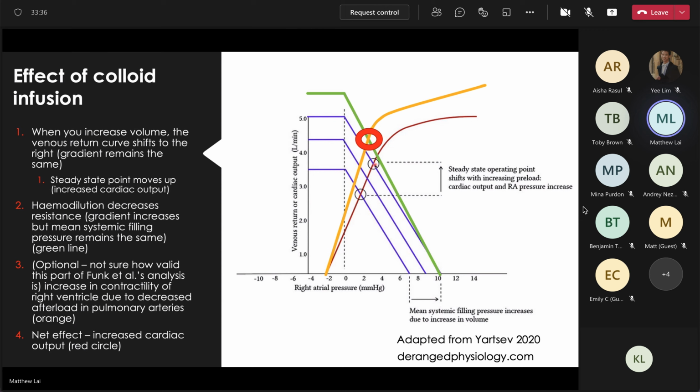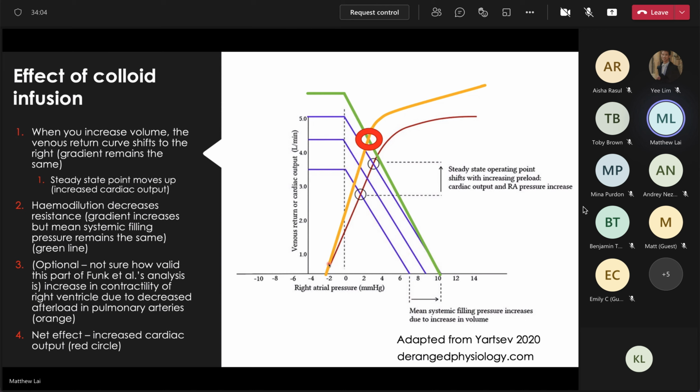So that actually decreases resistance. So as we remember, when we decrease resistance to flow, we increase our gradient. So to recap, we started here, we've moved to here, and now because of hemodilution, we get decreased resistance. So the gradient increases, so this curve here rotates to the green line. So this is our venous return curve.